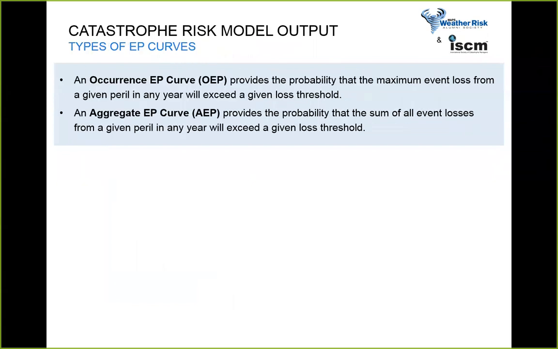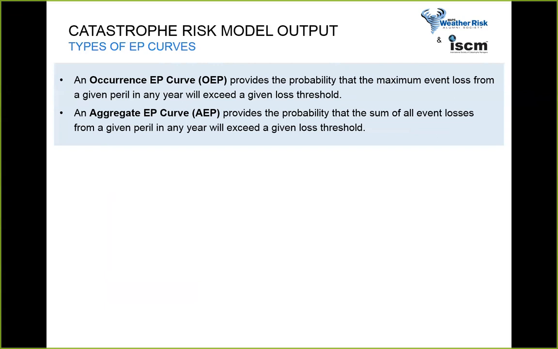Now, there are 2 different types of EP curves most commonly used within the industry. The first is an occurrence exceedance probability curve, which we call OEP curves. This provides the probability that the maximum event loss from any given peril in a year will exceed a given loss threshold. With occurrence, we're only worrying about the most severe loss in a given year. Now, an aggregate EP curve, or AEP, provides us the probability that the sum of all event losses from a given peril in any year will exceed a given loss threshold.